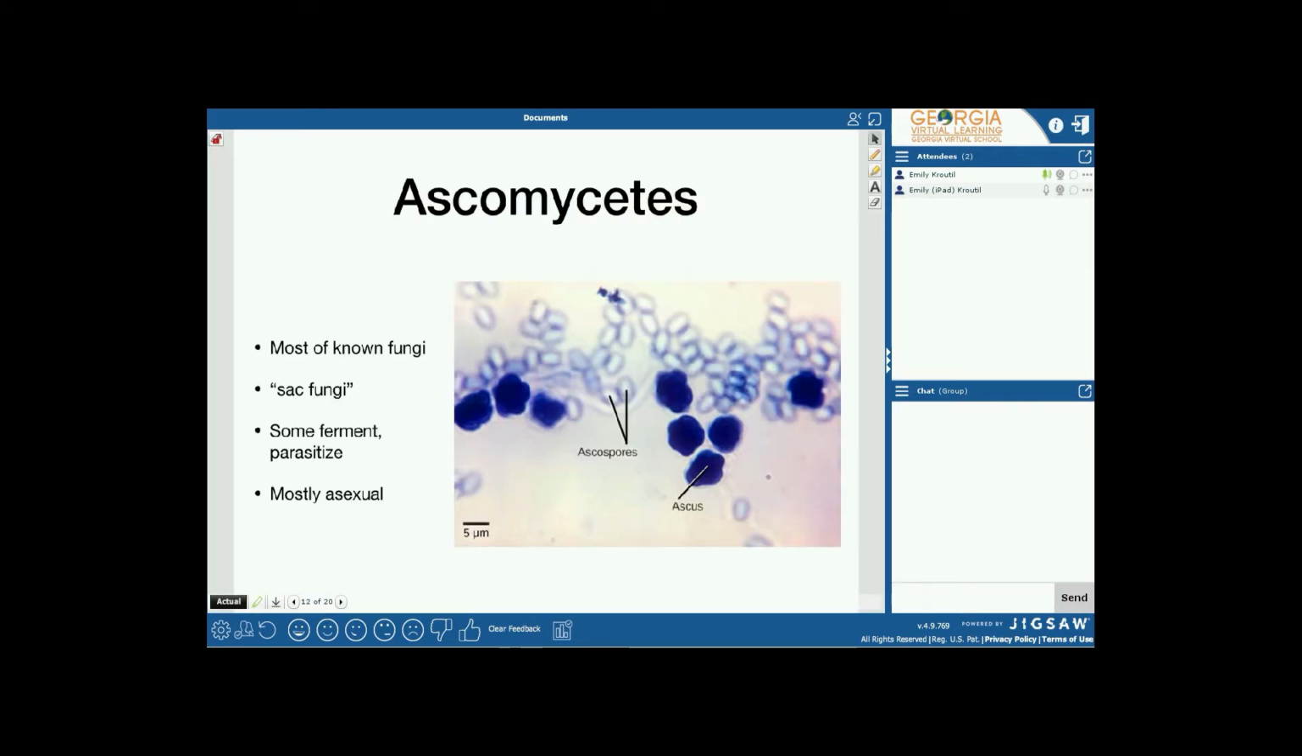Then we have Ascomycetes. This is where most of the known fungi live. That's where they're classified. They're known as sac fungi. Some ferment and some parasitize, and they're mostly asexual.